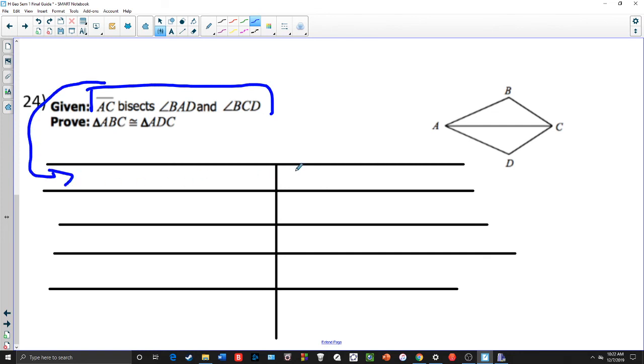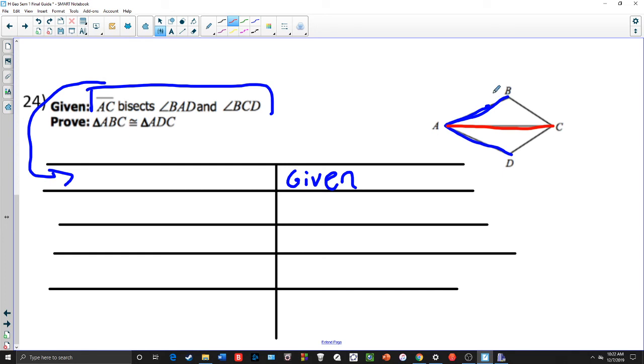And why is that true? Well, because it's given to me. It says AC, so this line right here, AC, bisects these two angles. So let's outline these first. BAD is bisected by AC. So this red line is the bisector. Remember, bisect means to cut in half, so split into two equal pieces.